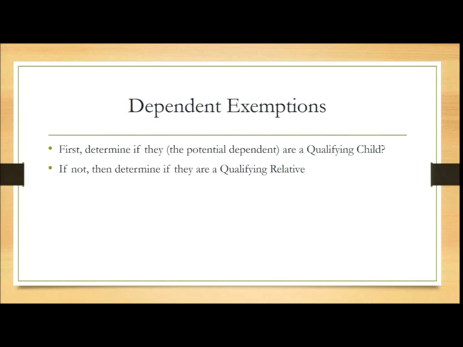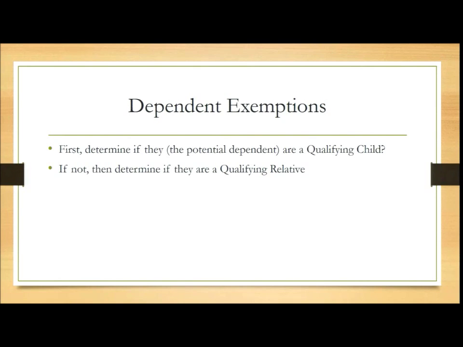To be a dependent, we need to have a person, the potential dependent, be either a qualifying child or a qualifying relative. And there's a specific order we analyze. We assess whether they're a qualifying child first. If they're not, then we go to qualifying relative. But qualifying relative is always second place. We want to look for qualifying child first.